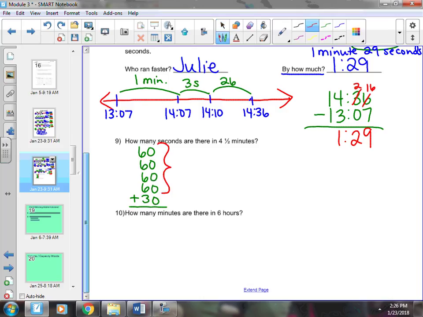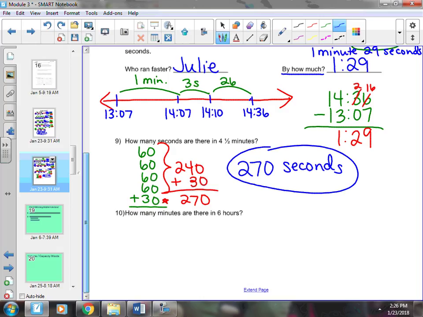I'm thinking 6 times 4 is 24. I'm going to take a 0 onto it. And then I need to add that 30 that's right there. So I'm going to add 30 seconds for a total of 270. So the answer is 270 seconds.